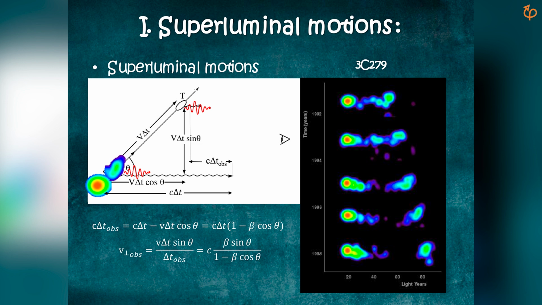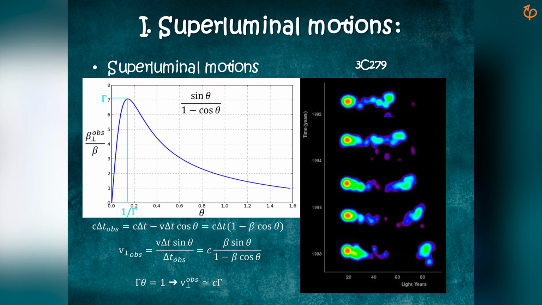This equation is very interesting because for velocities very close to the speed of light, I get velocities across the sky, perpendicular velocities, that are larger than 1. The reason is that this part can be very close to 0, making the whole expression larger than 1.